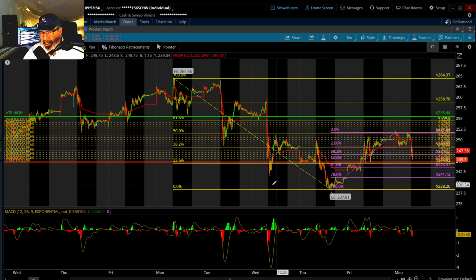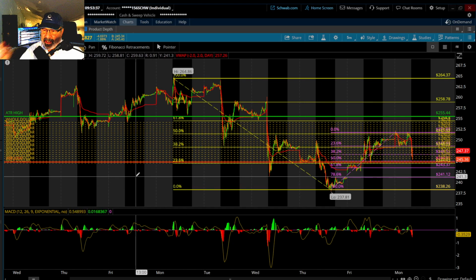And again, I'll call out again, guys, changing from the actual strategy in the book. I am not marking the wicks anymore.